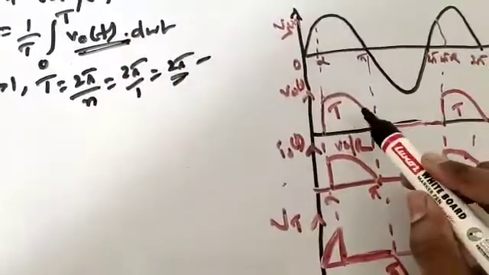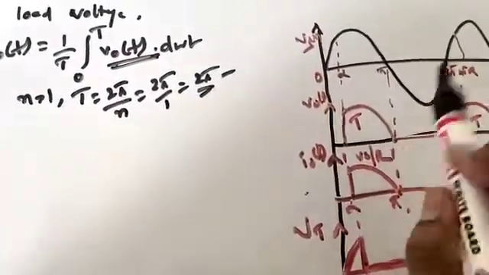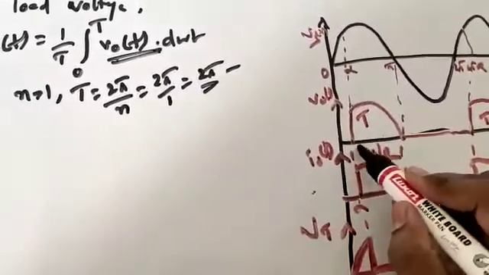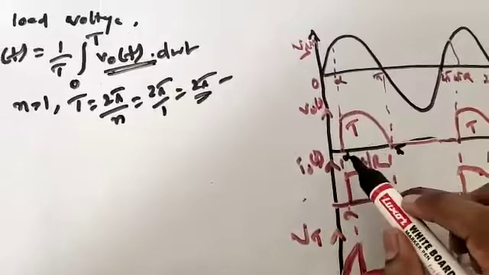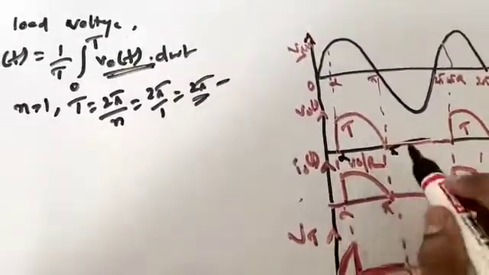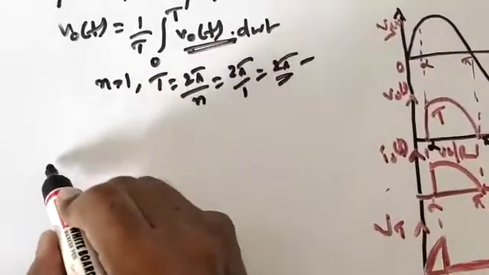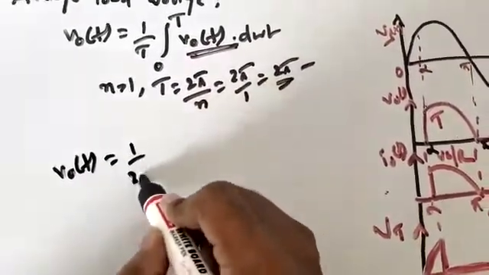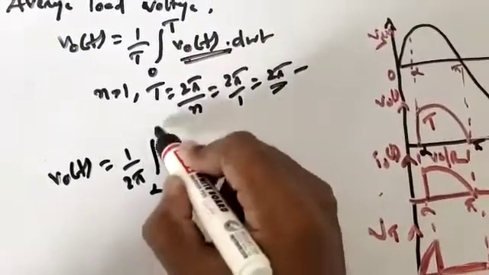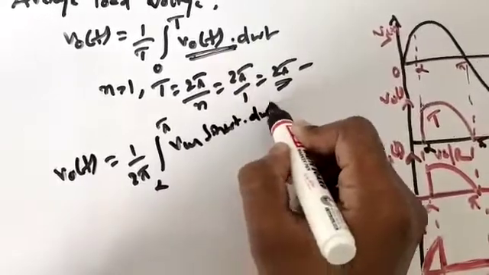And what about V naught of t? V naught of t is nothing but Vs of t, only in the positive half cycle. What is the conduction period of the thyristor? The conduction period is alpha to pi. From alpha to pi we are going to get conduction. So how can I write this equation? V naught average equal to 1 by 2 pi integral alpha to pi Vm sine omega t d omega t.